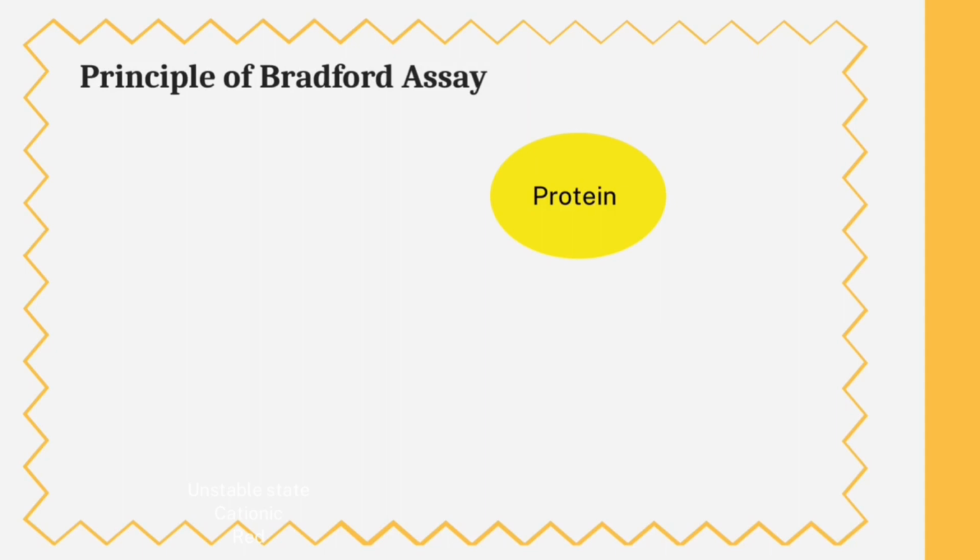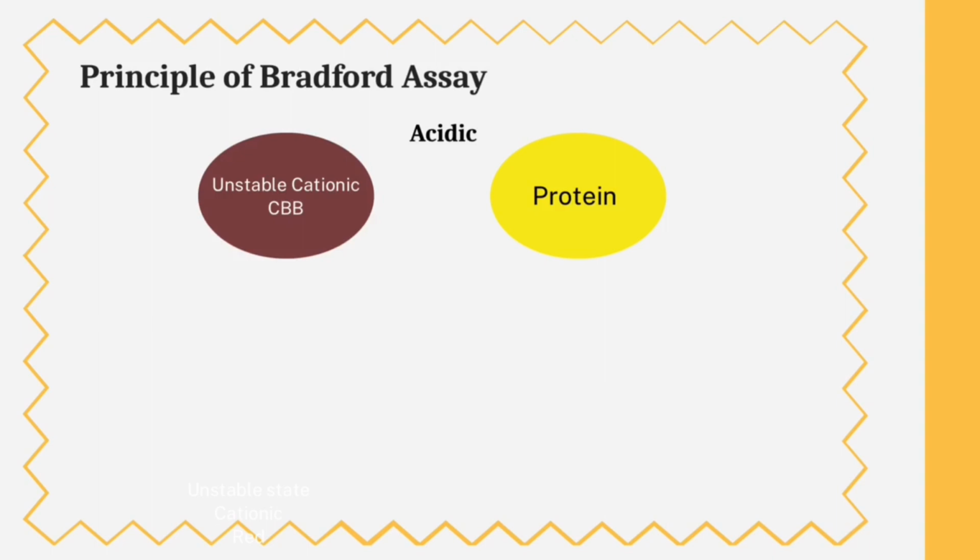Now we will take a sample of this protein solution and mix it with the Coomassie brilliant blue in its unstable state. The medium is acidic. The proteins mainly are positively charged in an acidic medium. Now, the Coomassie brilliant blue has a lone electron pair, and this lone electron pair, it can give to the protein. And where exactly? To the ionizable group.